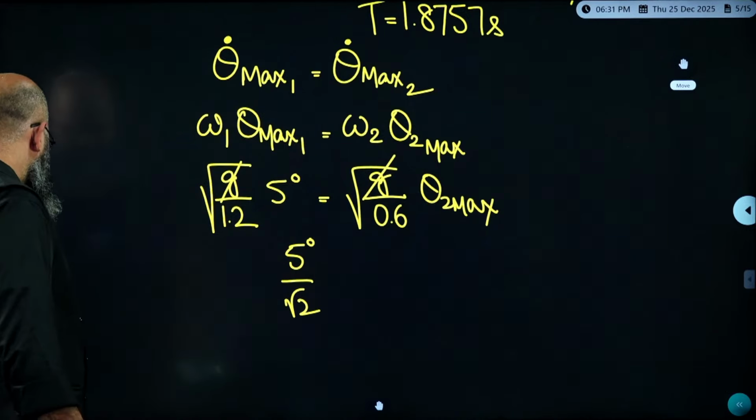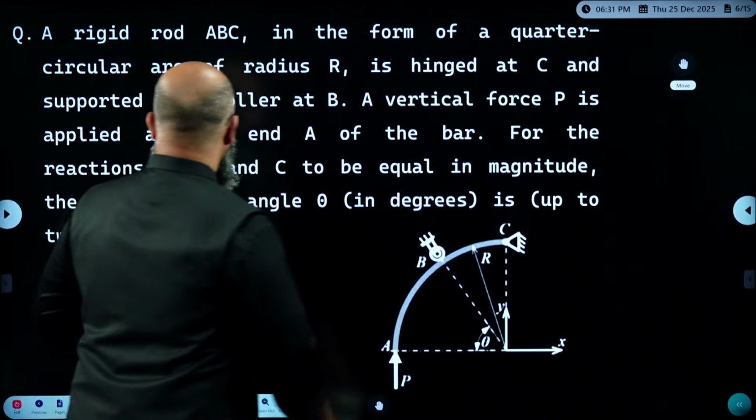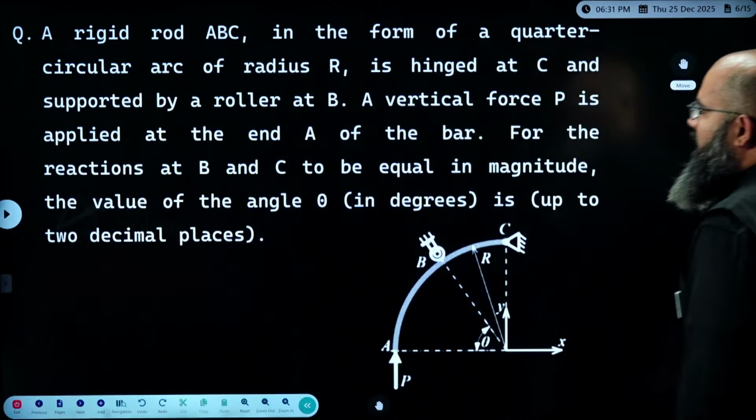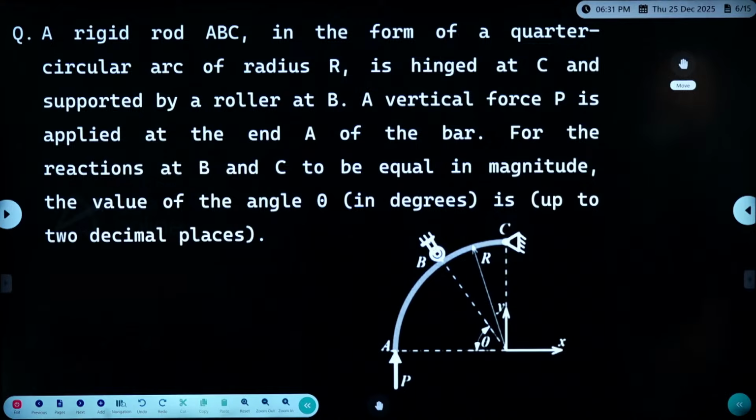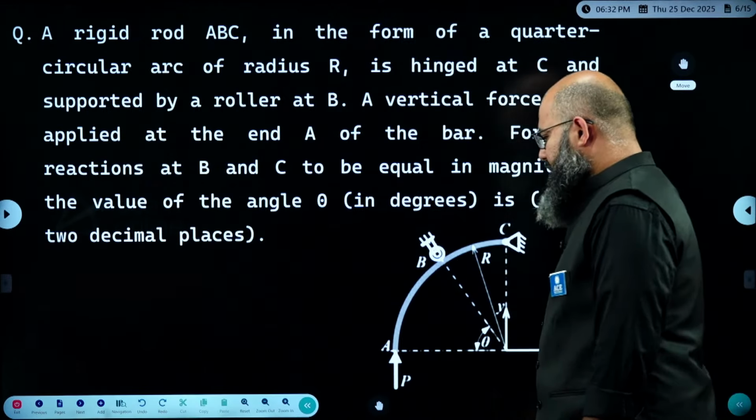Okay, let us move further. Let us take this particular question. The question over here is saying a rigid rod ABC in the form of a quarter circular arc of radius r is hinged at point C and is supported by a roller at point B. A vertical force P is applied at the end A of the bar. For the reaction at B and C to be equal in magnitude, the value of angle theta in degrees is equal to how much? Okay, this angle theta we have to identify.